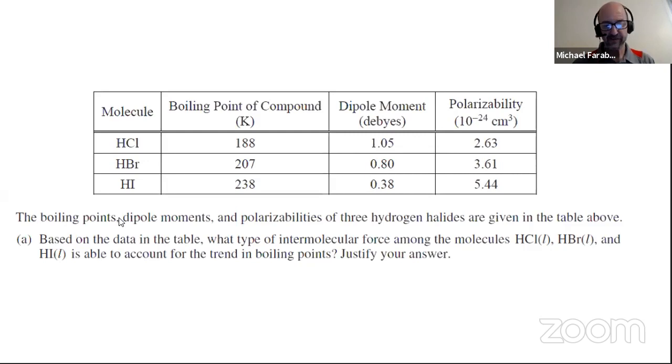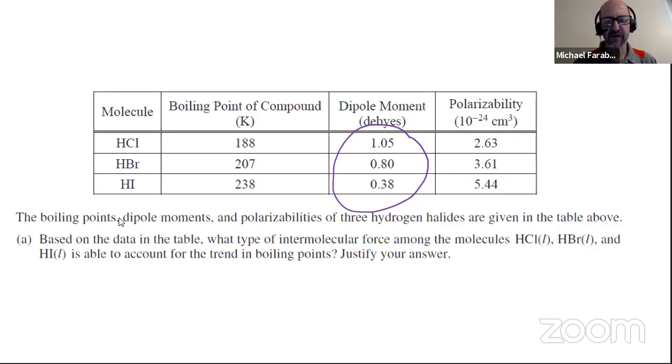Now, I'm going to show you an example of a student who understands good chemistry but doesn't read carefully. So we know that HCl, HBr, and HI are polar molecules. If they were non-polar molecules, they would have a dipole moment of 0. So we know that they all are polar molecules. It's kind of obvious that there are 2 atoms in the molecule and the 2 atoms are different. So we have a difference in electronegativity.